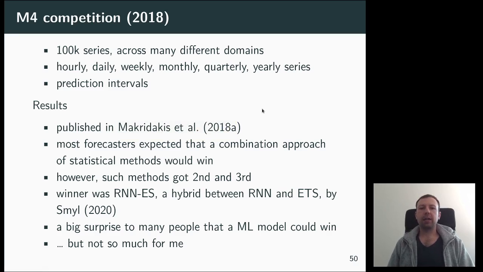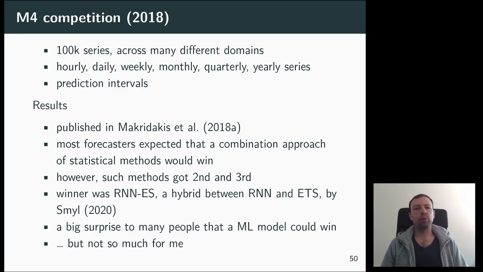And I guess most forecasters expected here that a combination approach of statistical methods would win, right? Because that's what we had seen in competitions before. However, as a big surprise, these methods got second and third, and actually the winner was a method called ES-RNN, which stands for exponential smoothing and recurrent neural network, a hybrid between an RNN and ETS, by Slawek Smyl, published in 2020.